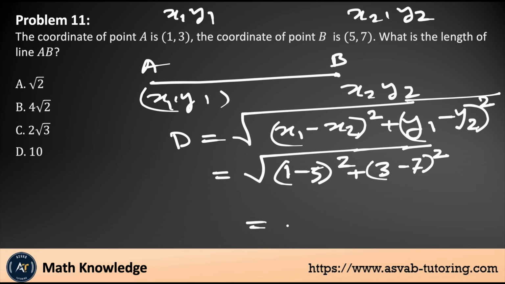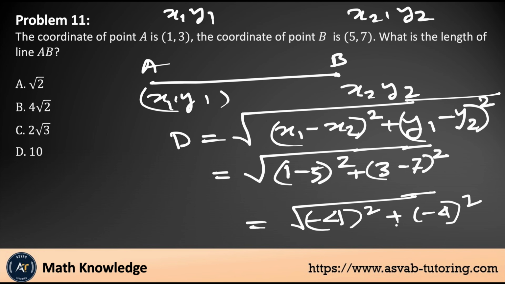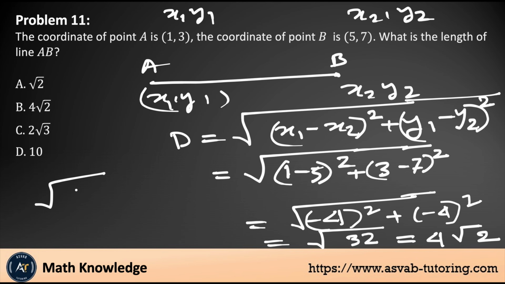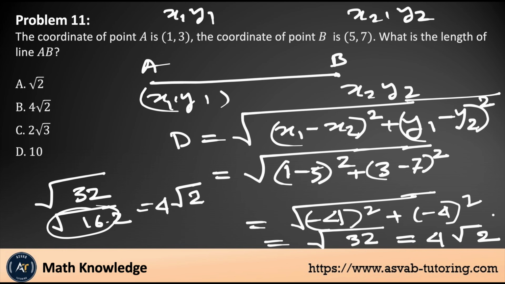So if you do that, that gives you negative 4 square, right, plus negative 4 square, right? So that gives you square root over 32. And if you simplify that, that gives you 4 square root over 2. So let me just break it down. If you have a square root over 32, you could make it simple. So you could split into two parts. So that gives you 16 times 2, right? So square root over 16 means 4, and you keep this square root separate. So that's how you get the answer.